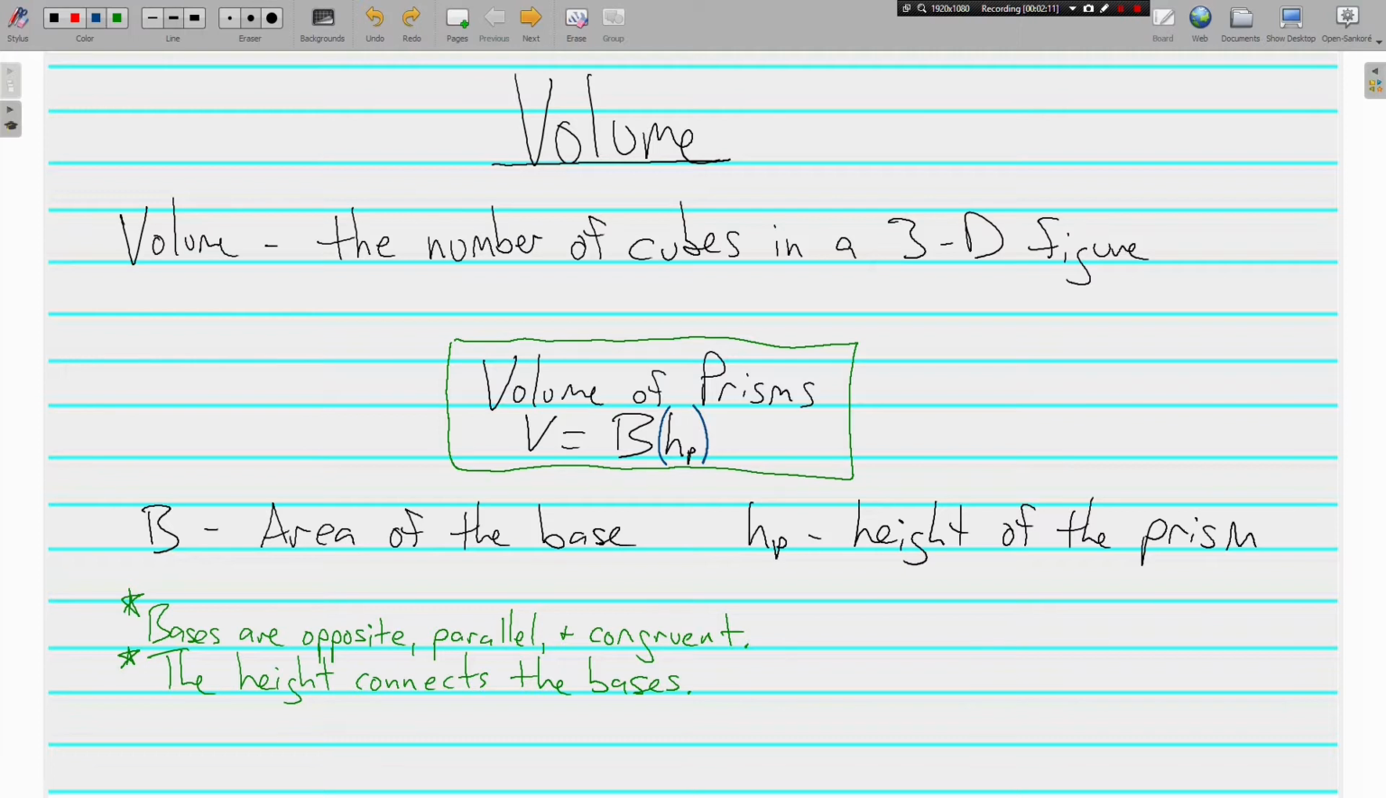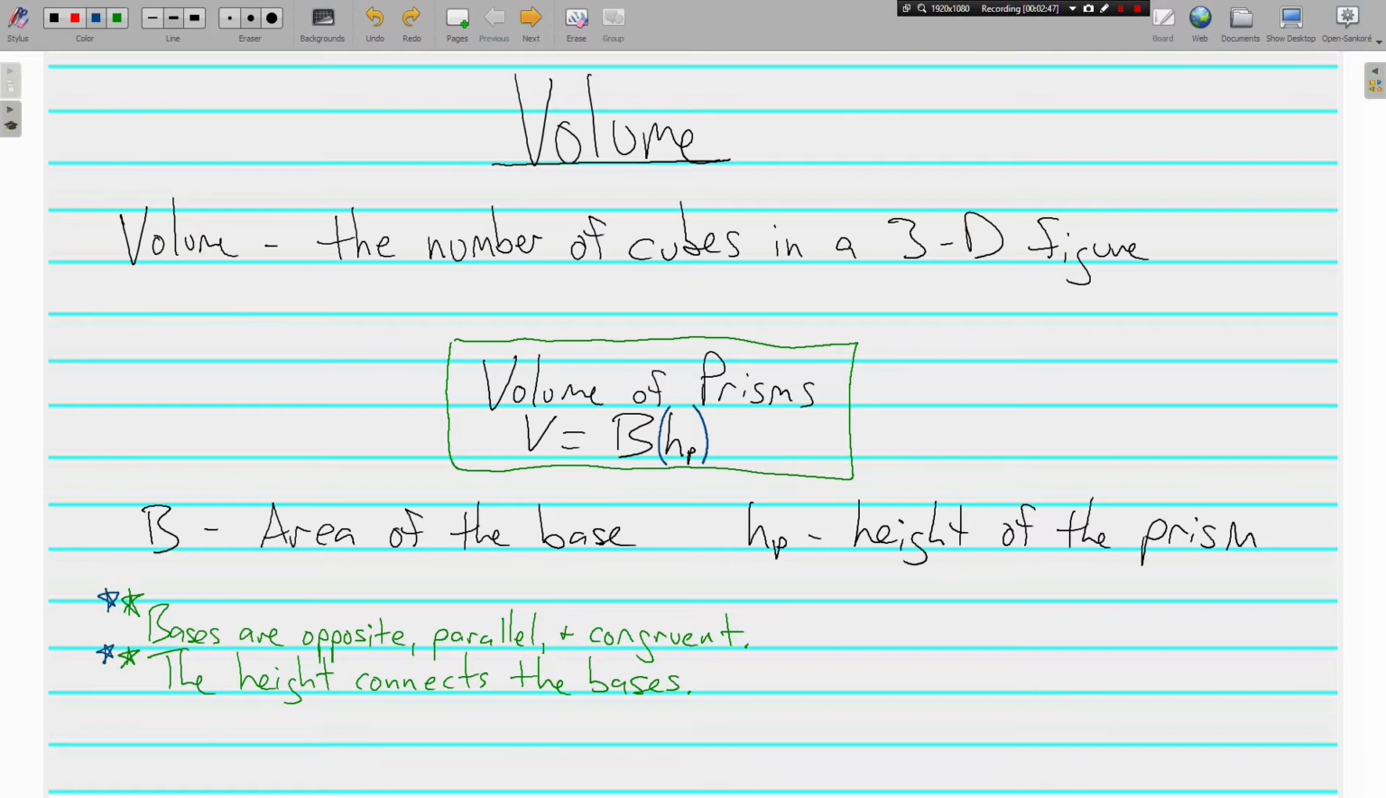When we're talking about three-dimensional figures, it's important to know that the bases of a three-dimensional figure are opposite, parallel, and congruent. Sometimes you're not sure, how do you know it's the base? Well, it's not always what's on the bottom. You can tell things are the bases when they are opposite, parallel, and congruent. And it's also important to know that the height of a prism connects the two bases.